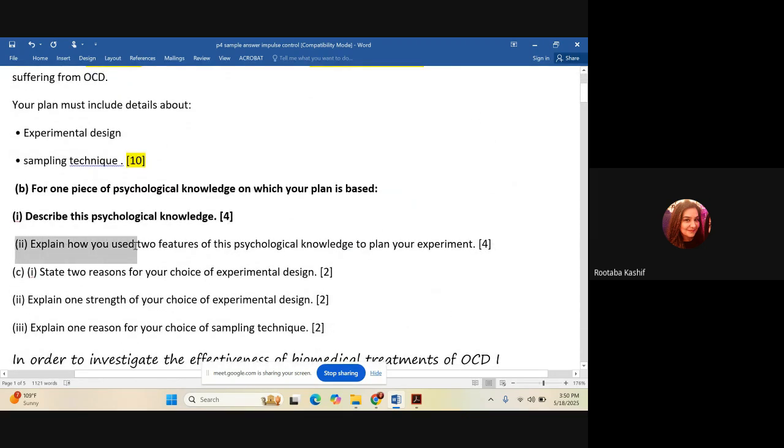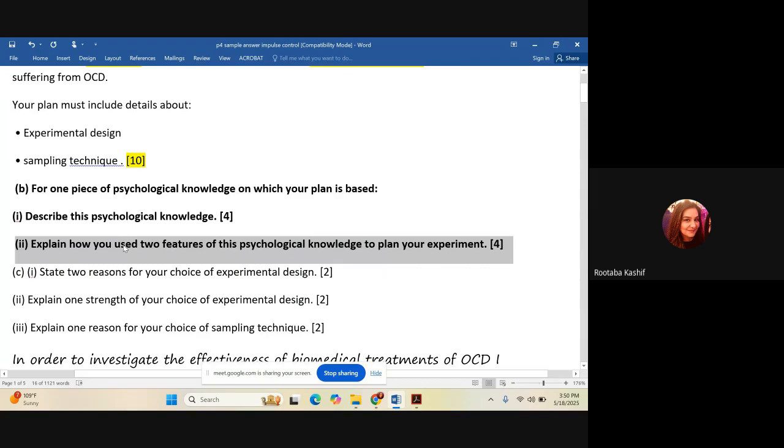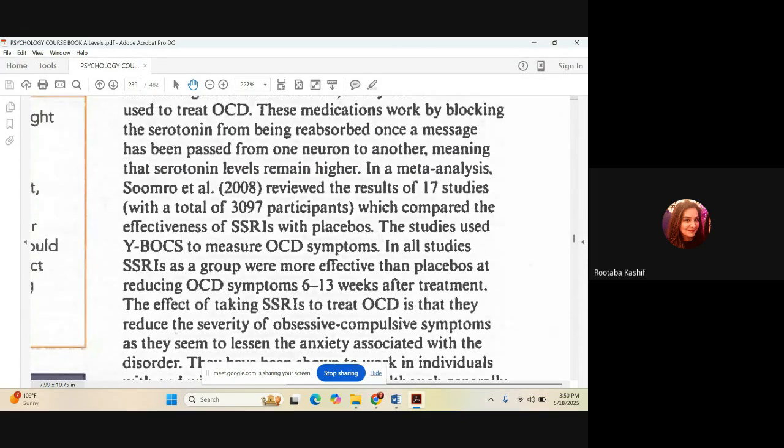The second part would be: explain how you use 2 features of this psychological knowledge to plan your experiment. Now, the important thing is that you need to use 2 features of maybe Sumro's study, and you need to write which features you used and why. So, for example, you say that in the meta-analysis, Sumro reviewed the results of 17 studies which compared the effectiveness of SSRIs with placebo. Therefore, in the study that I have planned, I have also compared the effectiveness of SSRIs with placebo.